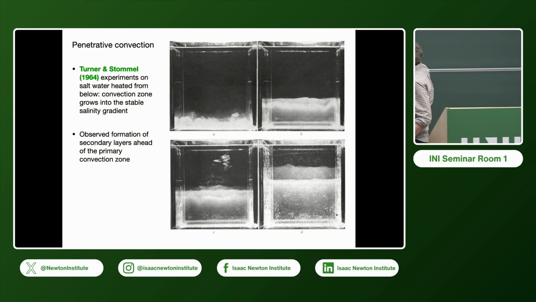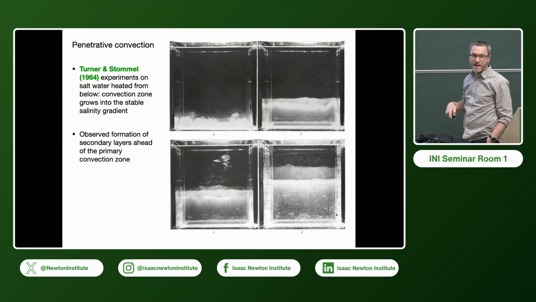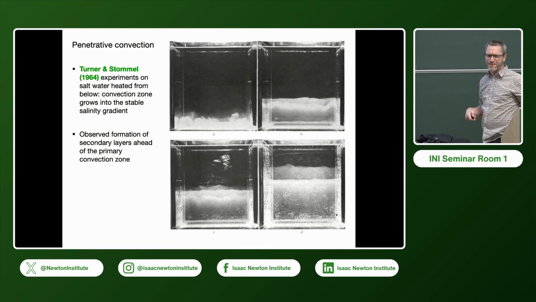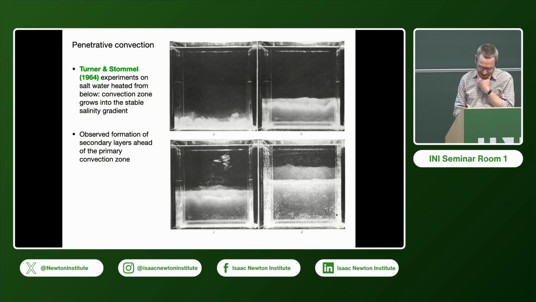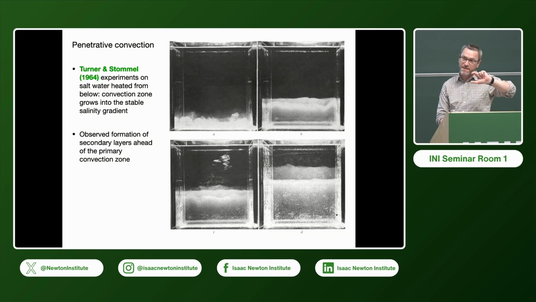In this experiment, they saw secondary layers develop ahead of the convection zone. So the main convection zone is growing in, and ahead of it, you develop these secondary layers. It looks a lot like what we're getting in these 1D models. So what we did is set up a Boussinesq simulation of exactly this, but we're going to flip it, and put in a stable salt gradient, cooled from the top.